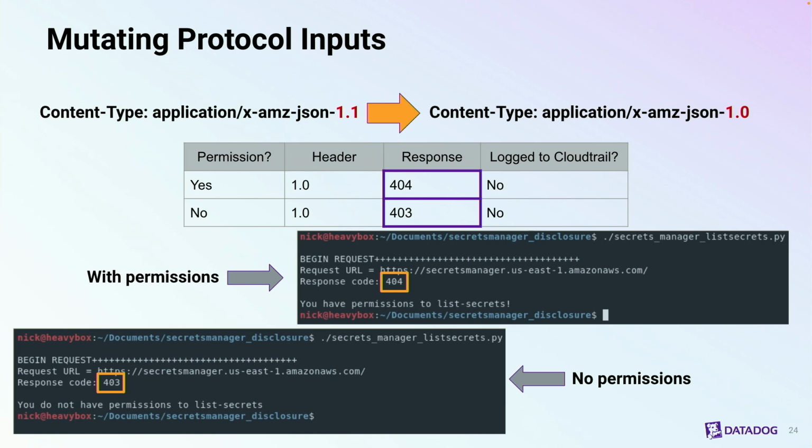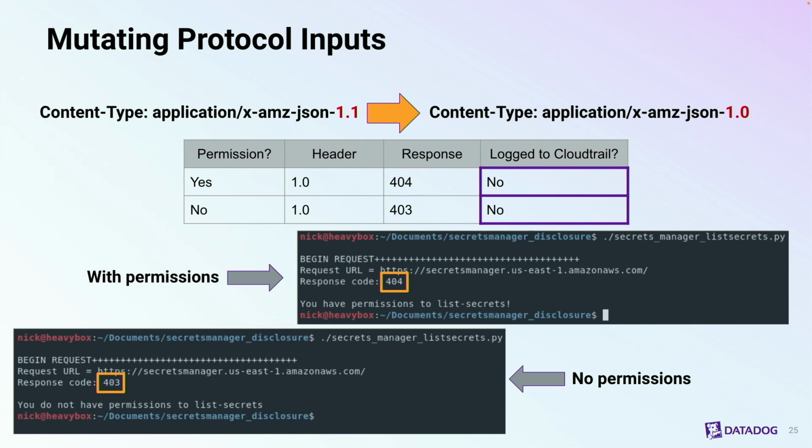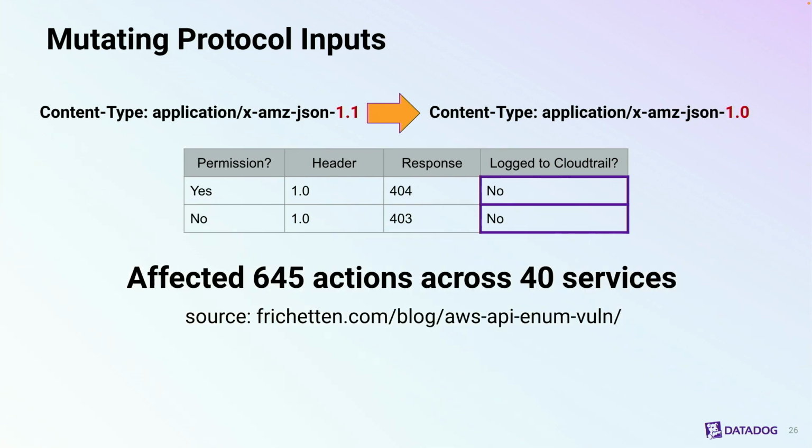As an example, if you did, you would get back a 404, and if you did not, you would get back a 403. And critical to all of this, regardless of what permissions that principal had, none of it got logged to CloudTrail. And so what this meant was, through this technique, if you stole IAM credentials, you can brute force or identify what permissions you had for the JSON 1.1 protocol, all while evading CloudTrail. And at the time, this affected over 645 actions across over 40 services.